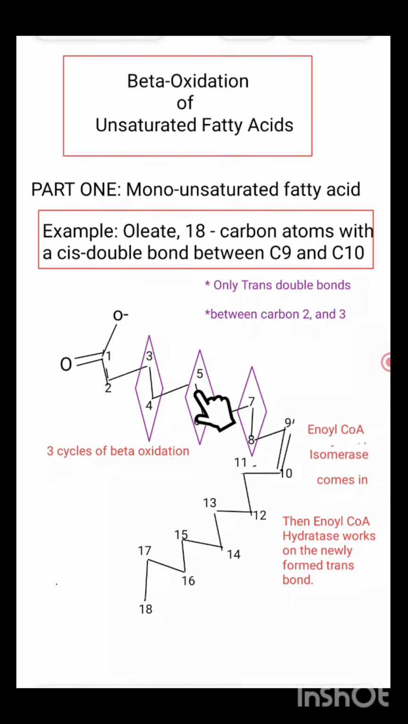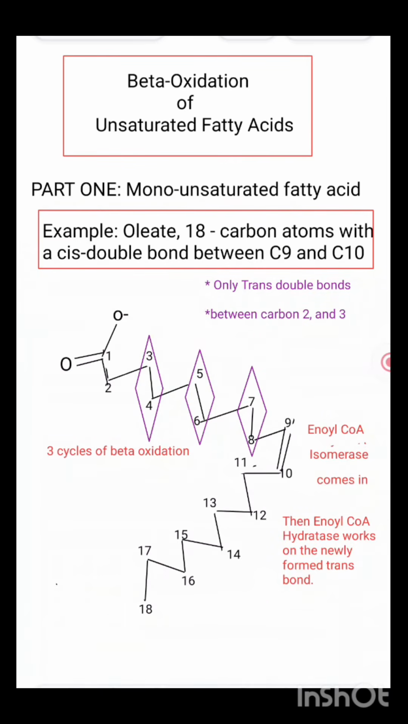Now, after removing these carbon atoms without trouble, we face a cis double bond here. And that's why enoyl-CoA isomerase comes in. So enoyl-CoA isomerase is going to convert this cis double bond into a trans double bond. And because, remember, this is our new carbon 3 and carbon 4, this is not the correct position, 3 and 4. No, remember what we said. The correct position should be between carbon 2 and 3. So enoyl-CoA isomerase will simply convert this to a trans double bond and shift it to the right position between carbon 2 and carbon 3.